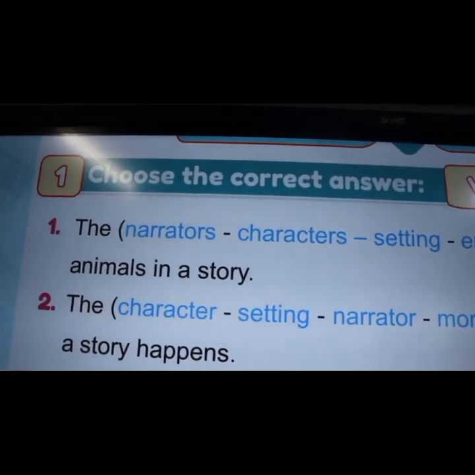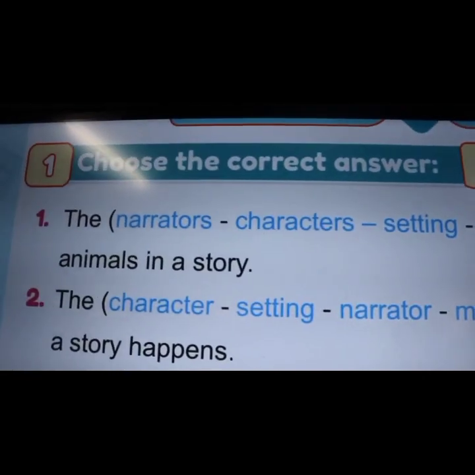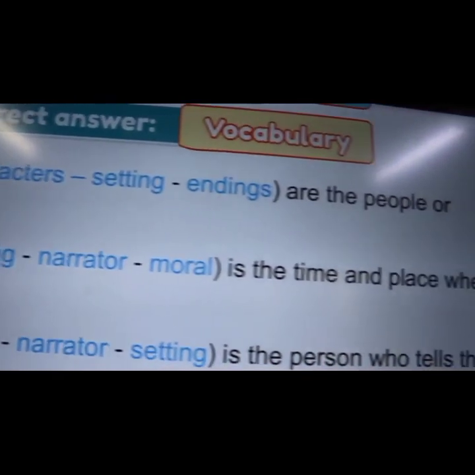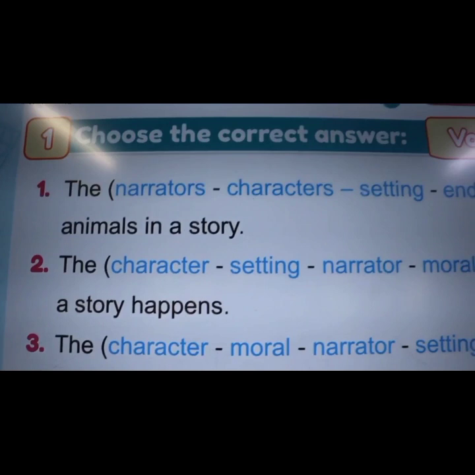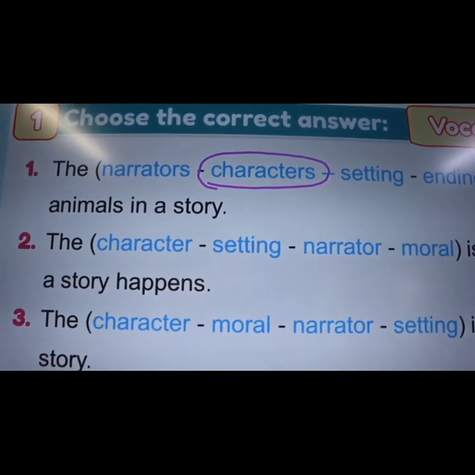Let's start with unit 9. Choose the correct answer. Number 1. The narrator or characters or setting or ending are the people or animals in the story. The answer here is characters. The people or animals in the story, we call them characters.